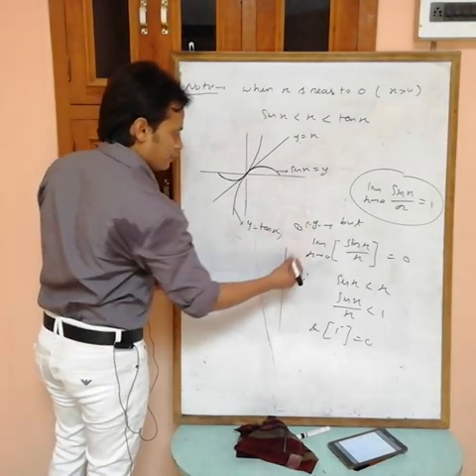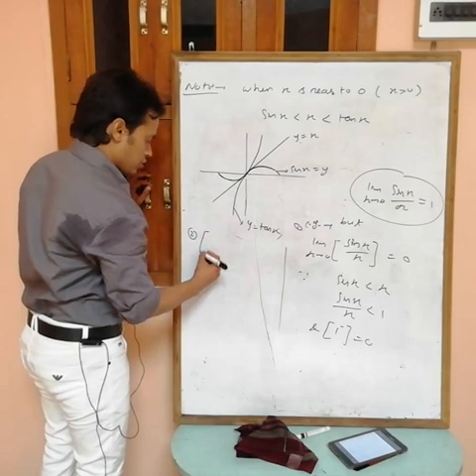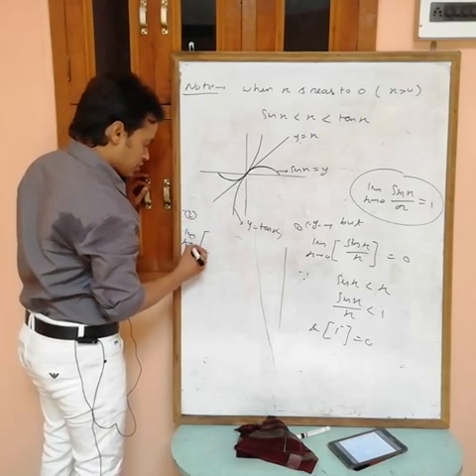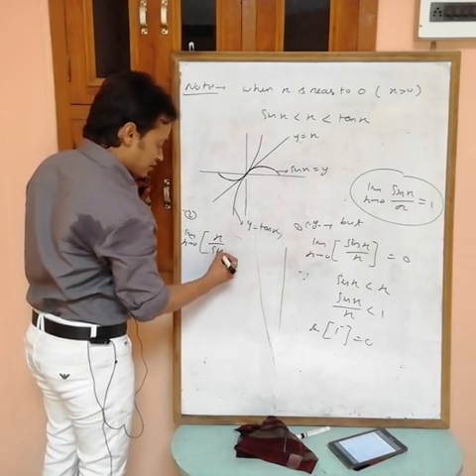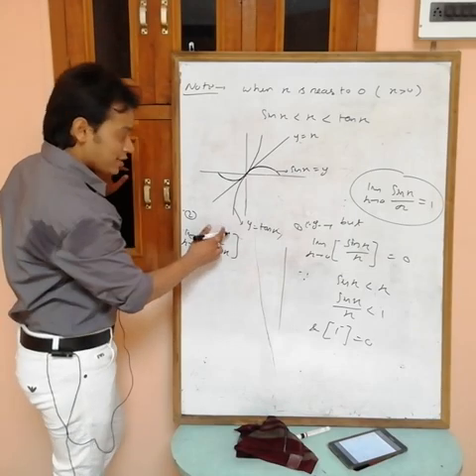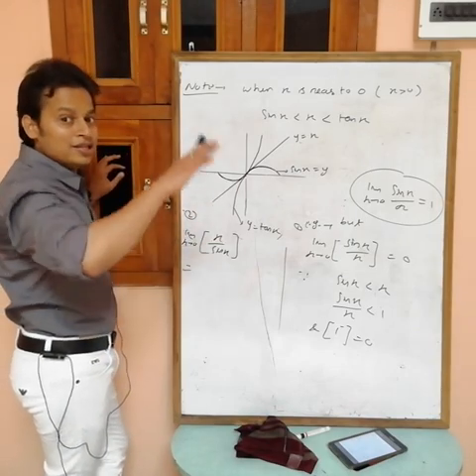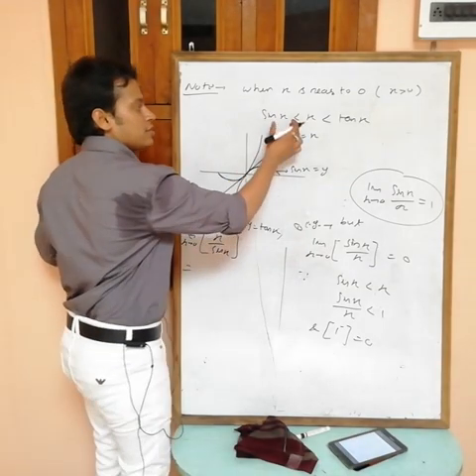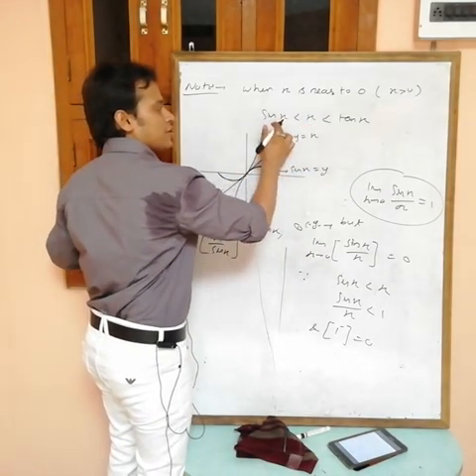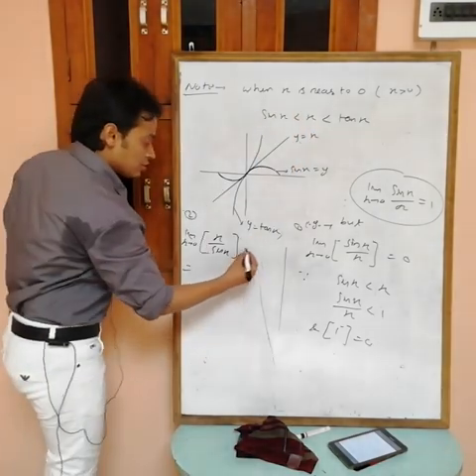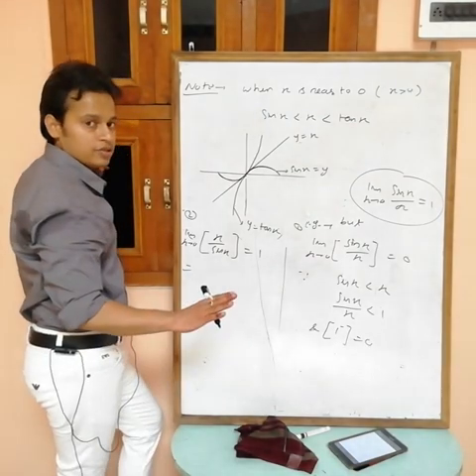Okay, this is one example. Then I can take this one also now: limit x tending to 0 of the greatest integer of x by sin x. Now see, sin x by x is less than 1, then x by sin x is greater than 1. Divide by sin x: x by sin x is greater than 1. So this is equal to 1.